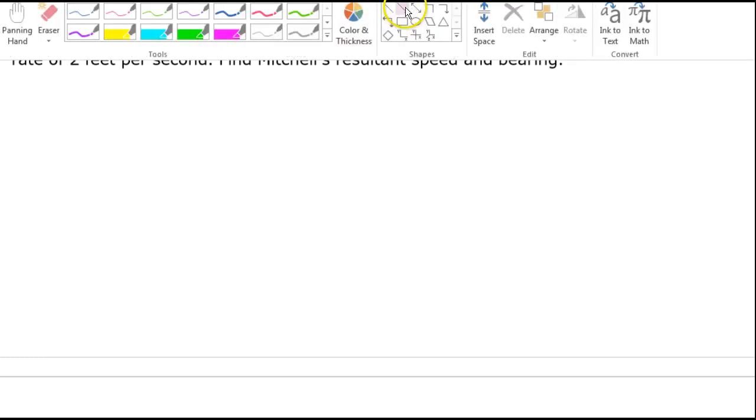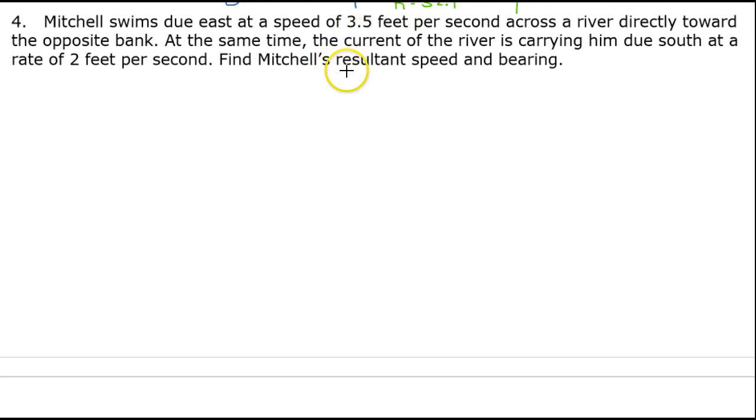Now, Mitchell starts off swimming due east across this river at a speed of 3.5 feet per second. So I'm going to draw a vector representing Mitchell's speed and direction. He's going due east, and I'll label the magnitude 3.5 feet per second. So he's swimming across the river.